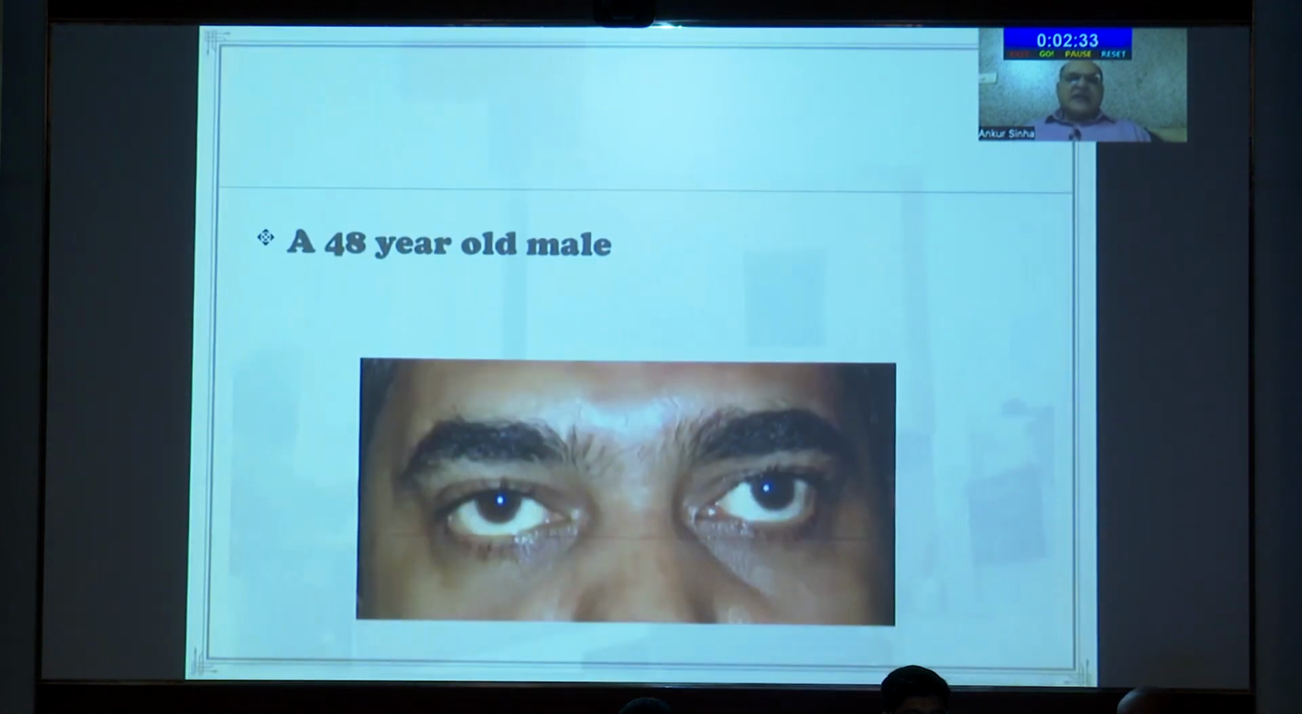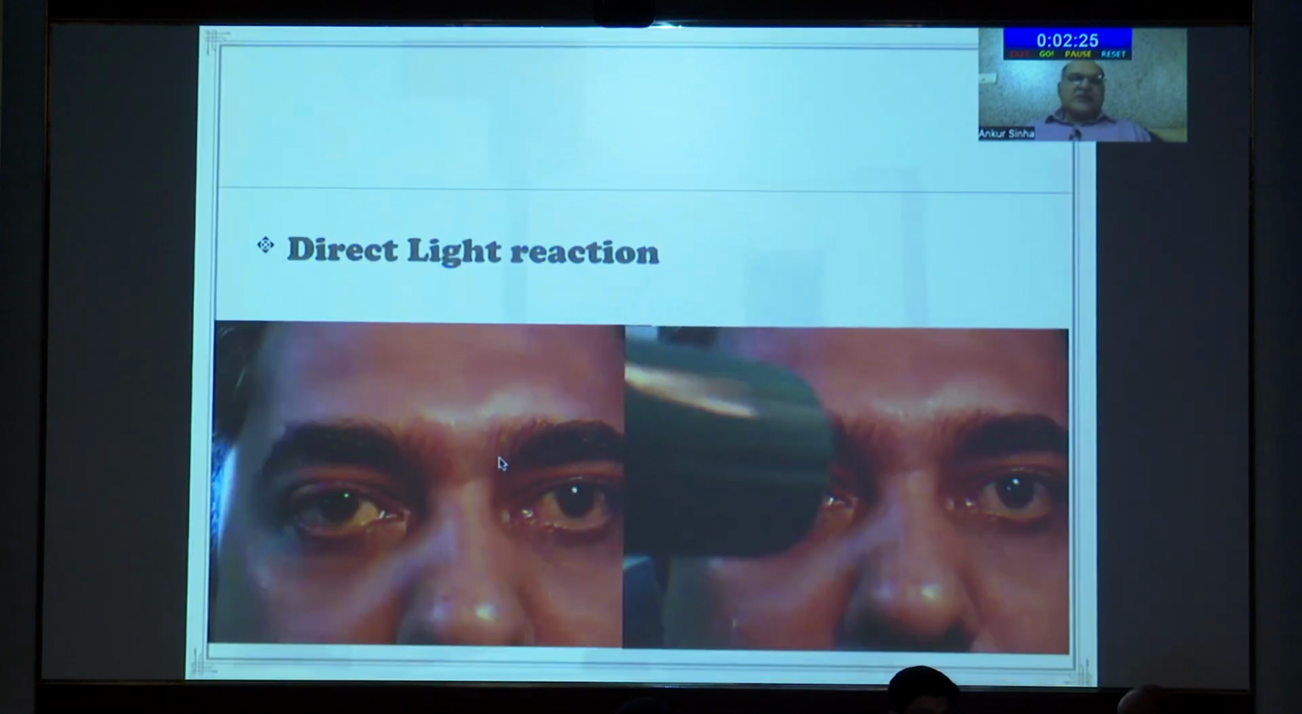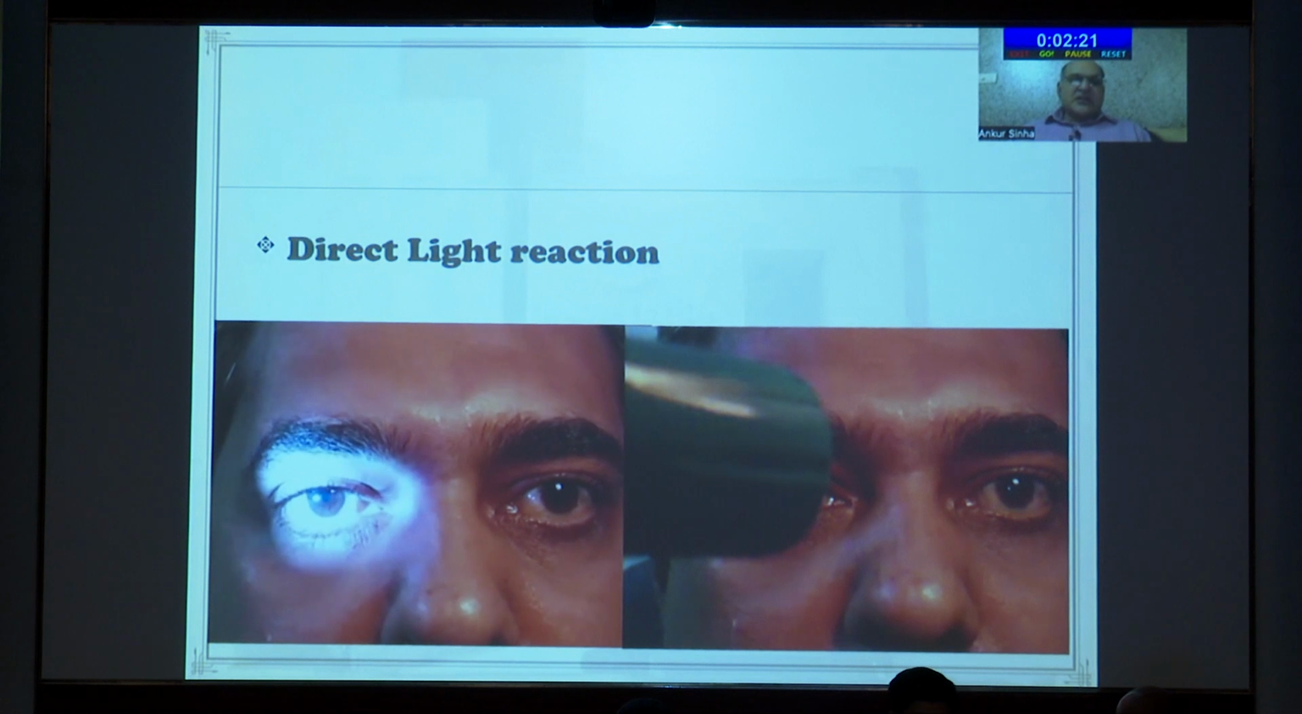This is another case, a 48-year-old male, where we can see the left eye pupil is larger as compared to the right eye at presentation. When we do the direct light test, we can see that the right eye pupil constricts, but the left eye pupil doesn't constrict so well.